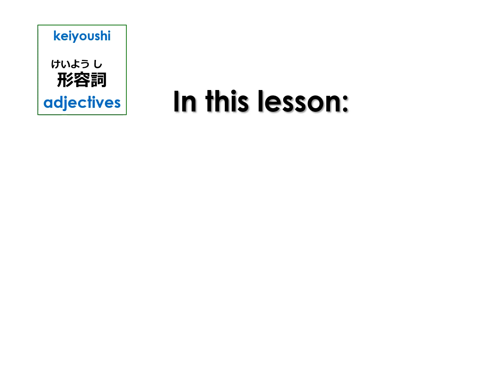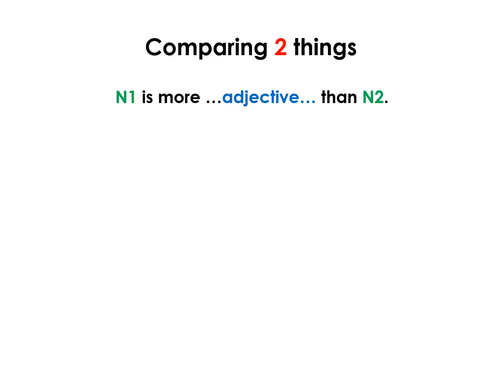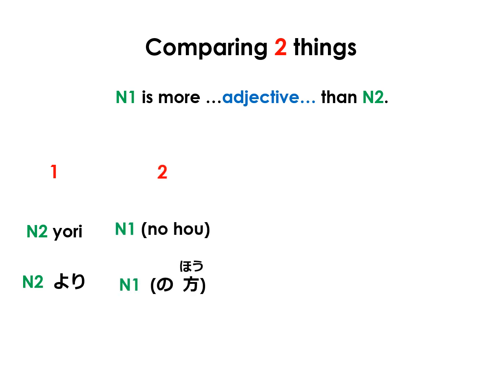Now that you've learned all about adjectives, or keiyoshi, in the past 2 lessons, it's time to learn how to use them to compare 2 things and 3 or more things. To compare 2 things, such as when you make sentences like N1 is more so-and-so than N2, we use the formula N2 yori, where N2 is the loser of the comparison and yori is the particle you use to denote such. Then you mention N1 no ho, where N1 is the winner of the comparison.